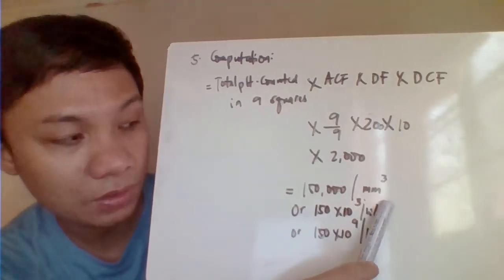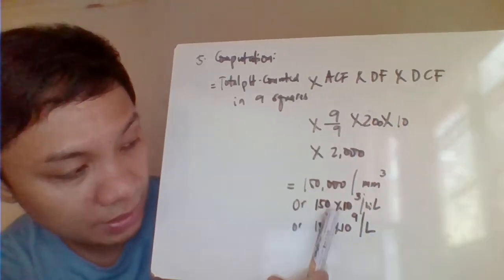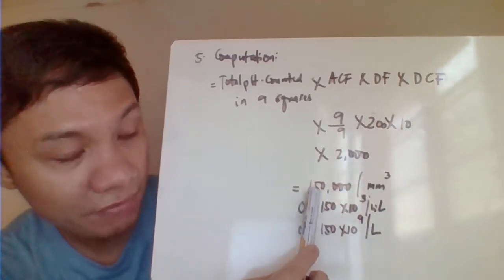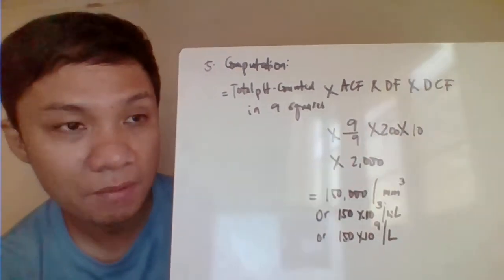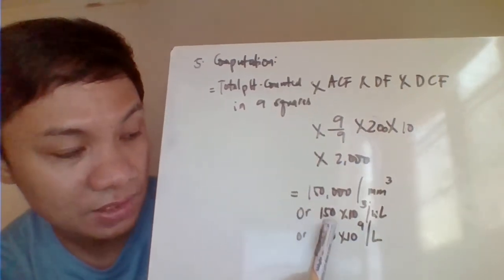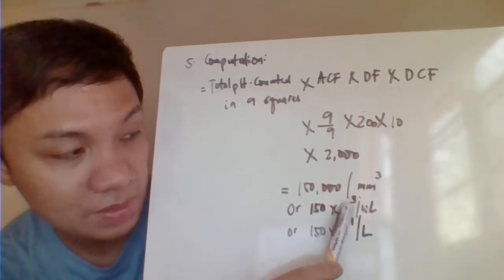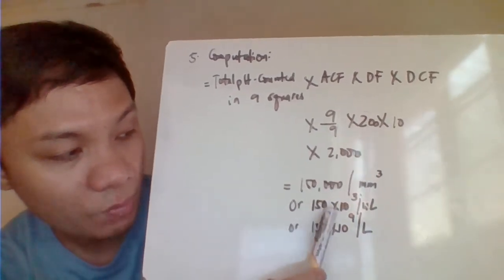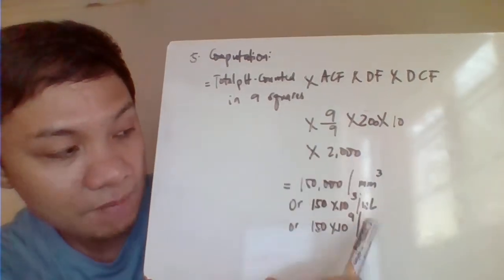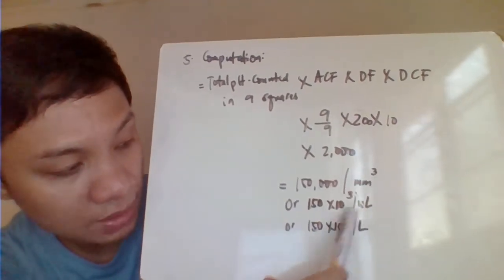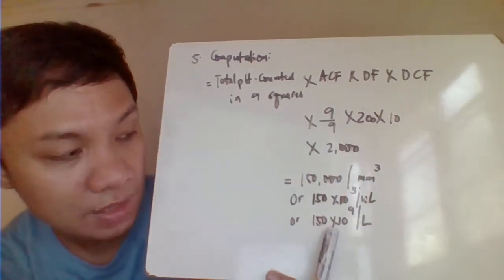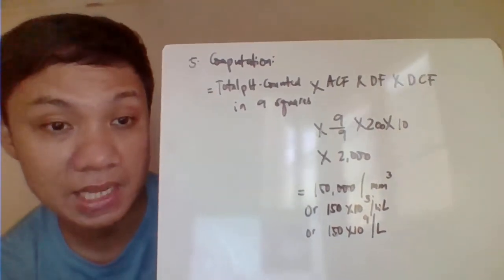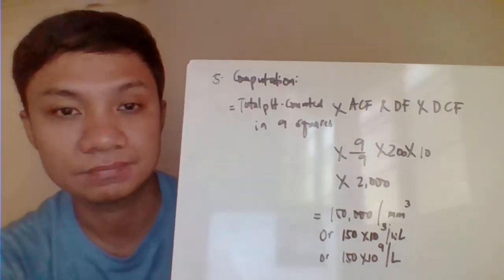For example, if the result of your computation is 150,000, it's equivalent to 150 times 10 to the 3. You move 3 decimal places: 1, 2, 3. That's 150 times 10 to the 3 per microliter as its unit, or 150 times 10 to the 9 if the unit is per liter. Okay, thank you.